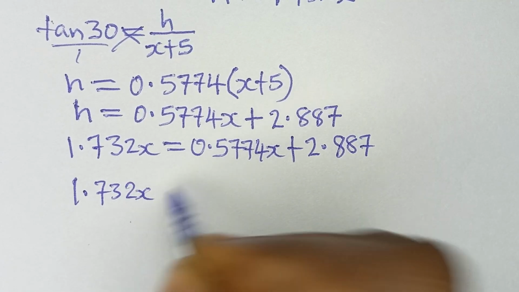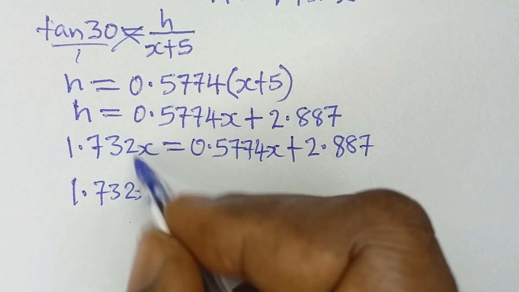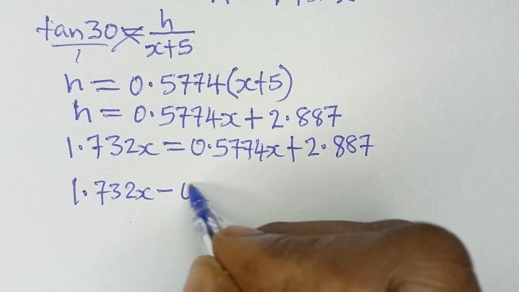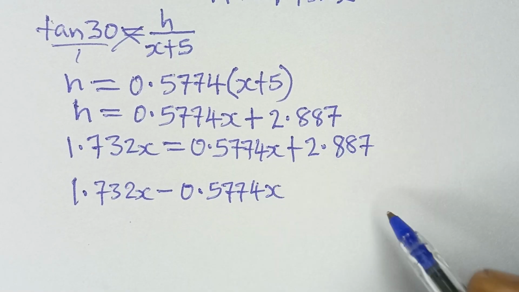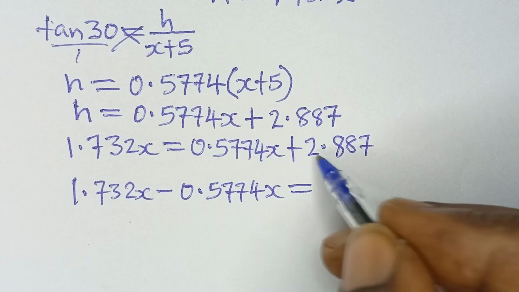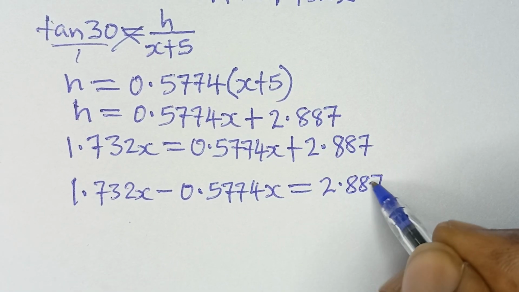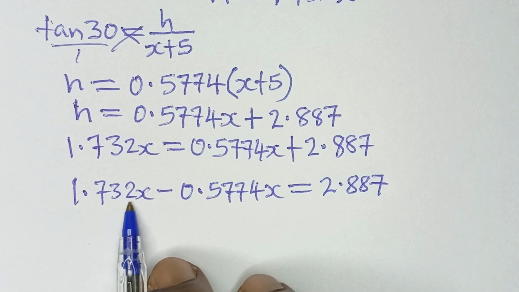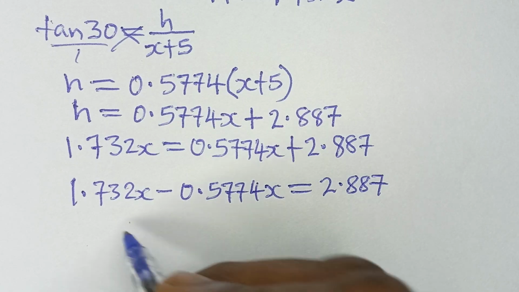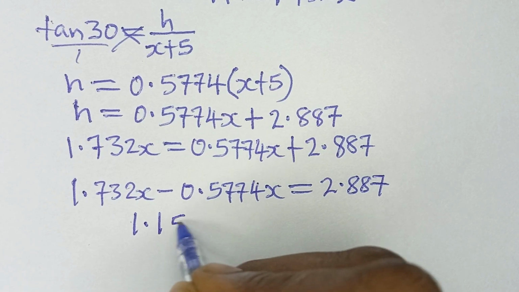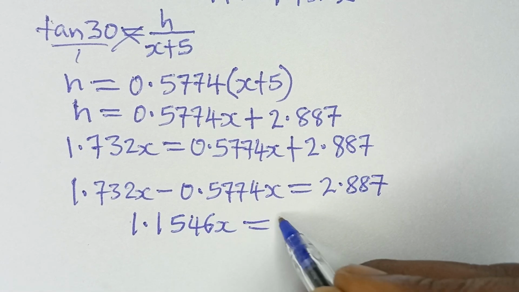Now, if I collect terms in x on one side of the equation, I'm going to get 1.732x. This term in x coming to the other side becomes negative, because here it is positive. When it comes to this side, it becomes negative 0.5774x. And then that will be equal to this one, which is already on the right hand side, that is 2.887. So 1.732x minus 0.5774x is going to give me 1.1546x. And that will be equal to 2.887.